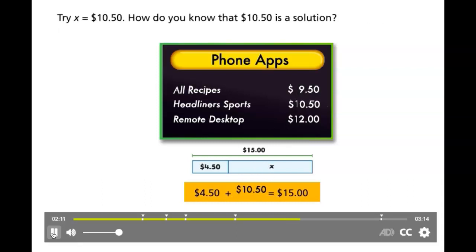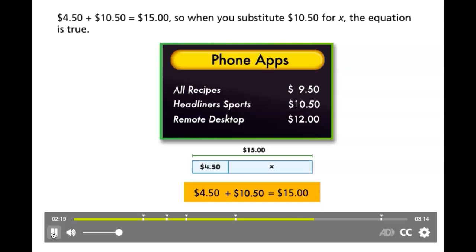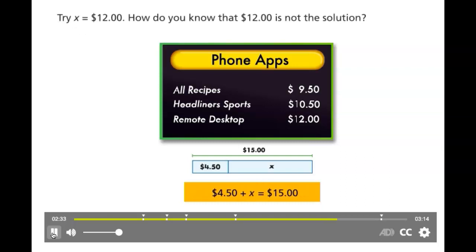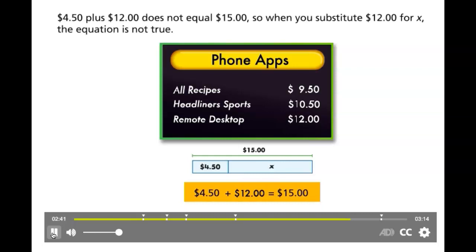Try X equals $10.50. How do you know that $10.50 is a solution? $4.50 plus $10.50 equals $15. So when you substitute $10.50 for X, the equation is true. Try X equals $12. How do you know that $12 is not the solution? $4.50 plus $12 does not equal $15. So when you substitute $12 for X, the equation is not true.